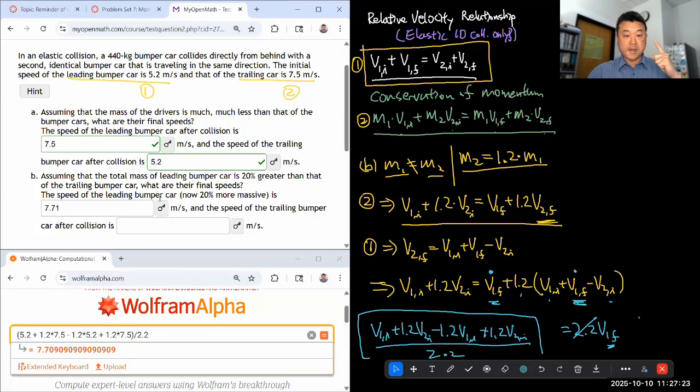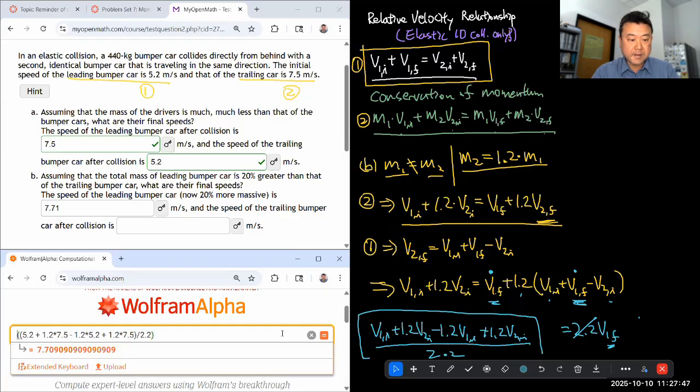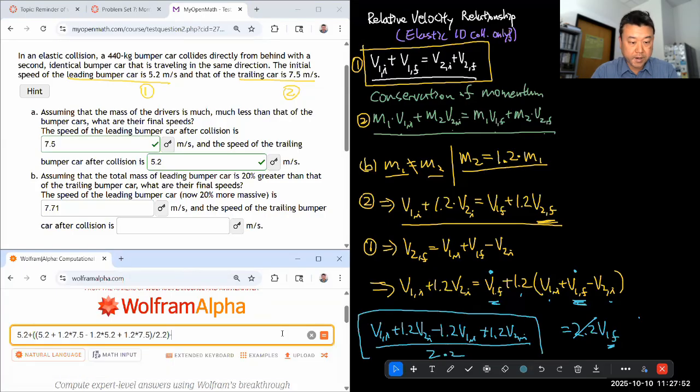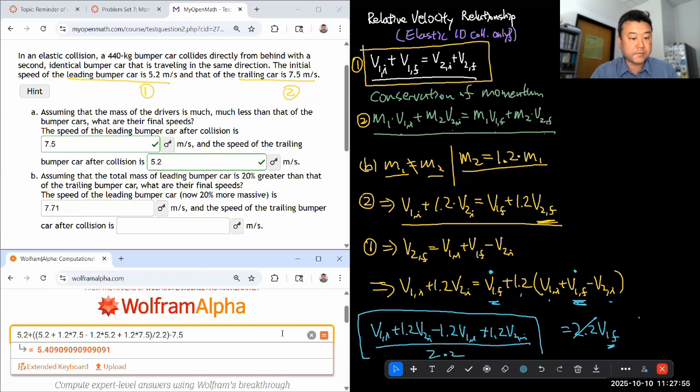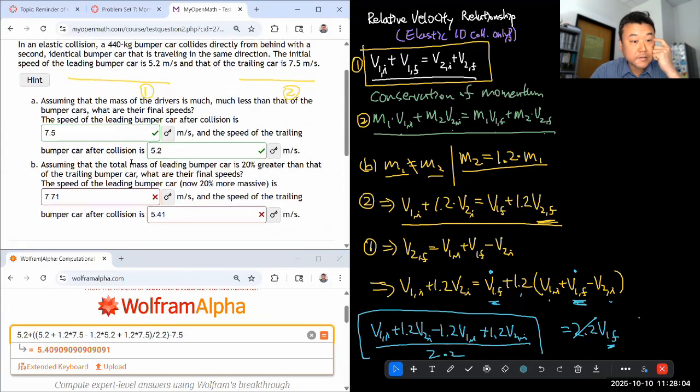Once I have that number, then I can get the speed of the trailing bumper car pretty quickly using the relative velocity relationship again. Or I guess I actually solved for it here. So let me do that. Here I already knew v1 initial and v2 initial, and now I know v1 final. So let me just preserve this as the v1 final that I'll be using. I add to that v1 initial 5.2, and I subtract v2 initial 7.5. So 5.41. And let's see. Oh wait, it says it's incorrect.